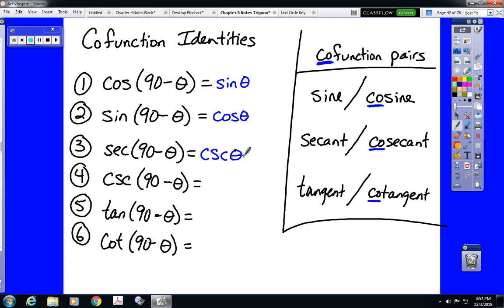So we should be able to finish this out relatively simply by rewriting the left side as the cofunction on the right. So the tangent of 90 minus theta is the cotangent. The cotangent of 90 minus theta is the tangent, because again, these are cofunction pairs. Sine and cosine, secant and cosecant, tangent and cotangent. That's why they're named that way.